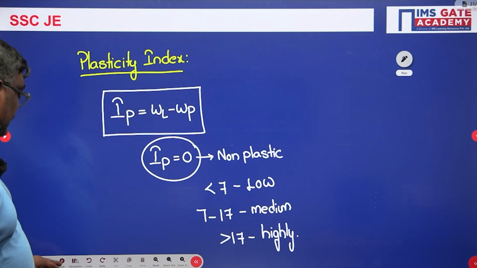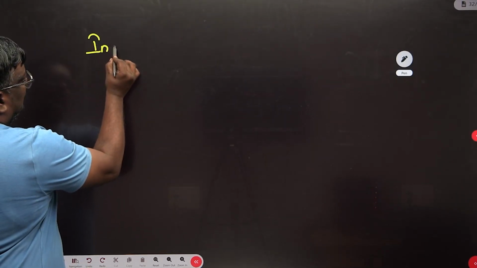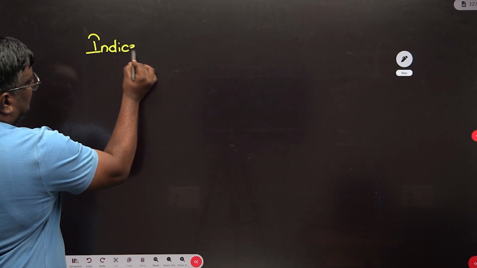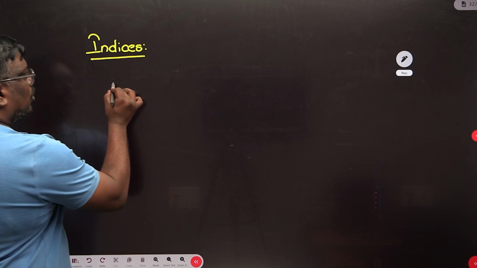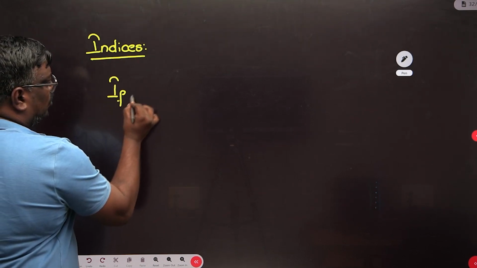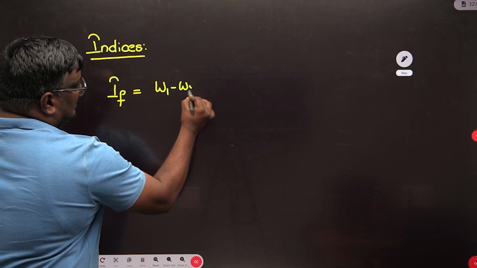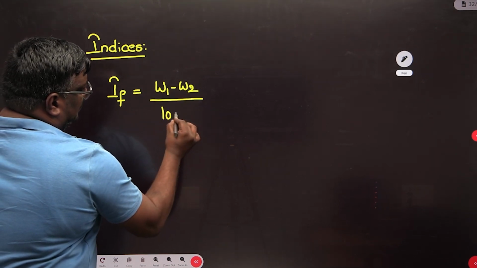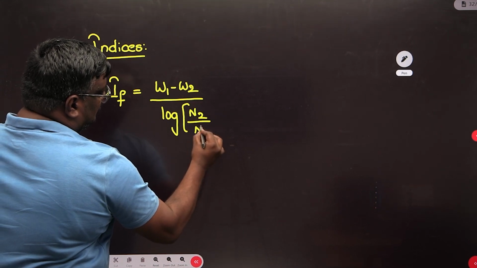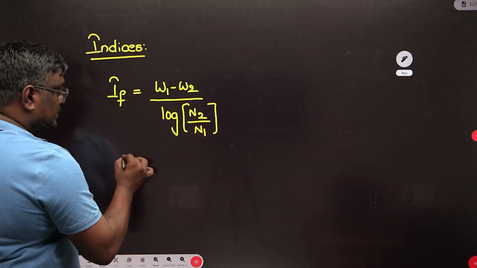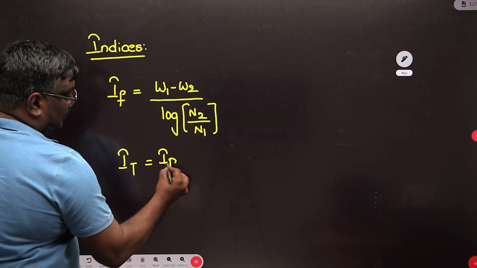Now let me tell you here, see students, there are different indices actually. Apart from the plasticity index, we have the flow curve also. The slope of the flow curve is nothing but the flow index. Here IF is called flow index and it is given by the formula W1 minus W2 into log N2 by N1. This is nothing but flow index. Similarly, we have toughness index, which is equal to plasticity index upon IF.